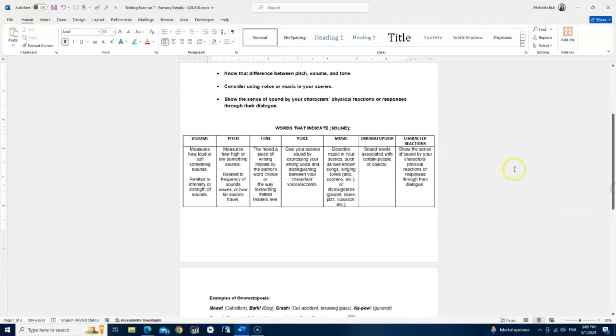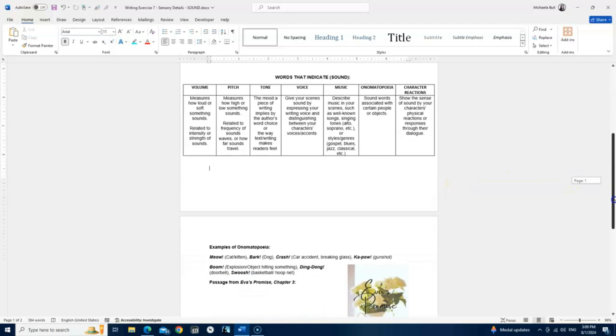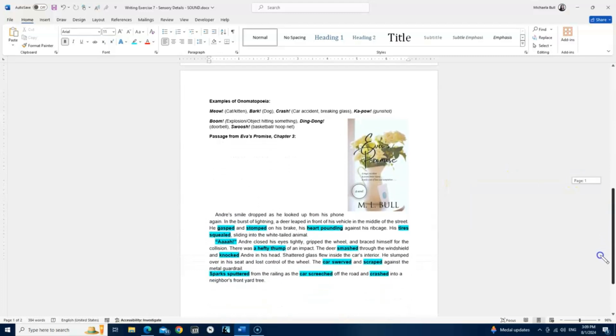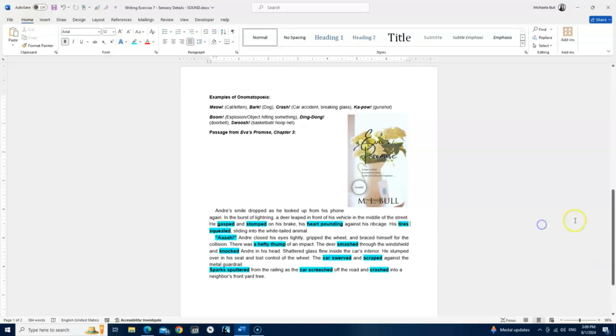And finally, just to show the sense of sound by your characters' physical reactions or responses through their dialogue. I took a passage from chapter 3 of my debut novel, Eva's Promise, and just highlighted a lot of the different words within this passage that indicate sound and bolded them. But I'm going to read through this passage really quickly.